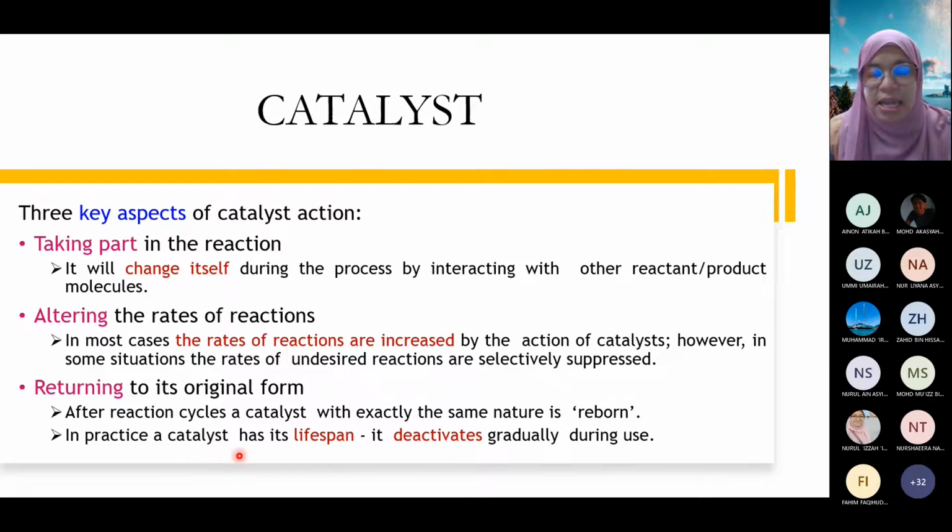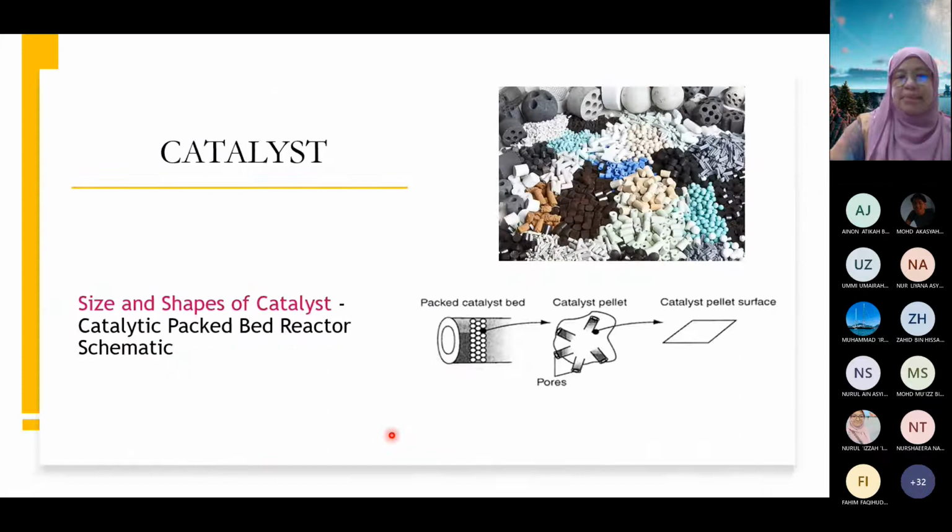In practice, a catalyst has its lifespan. It deactivates gradually during use. So this is about the effectiveness of the catalyst. The effectiveness of the catalyst will reduce after a few cycles of reaction.